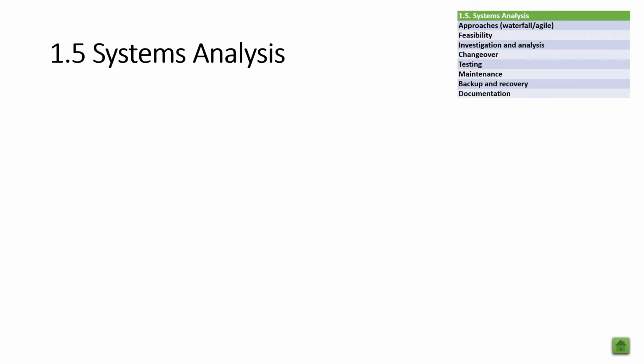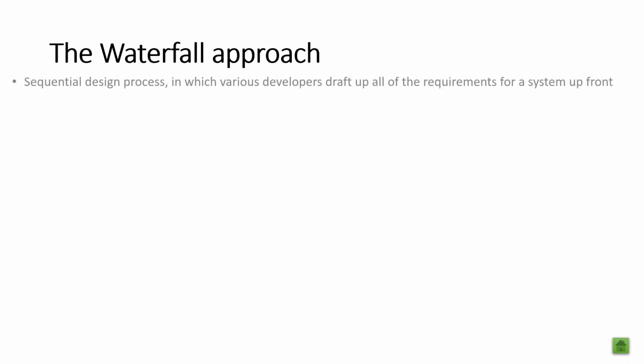Right. So you've also got changeover methods. Methods of changeover, pilot, direct, all that sort of stuff. Testing, white box, black box testing, alpha, beta. Maintenance, adaptive, corrective, perfective, and backup and recovery. So let's have a look at some of them.